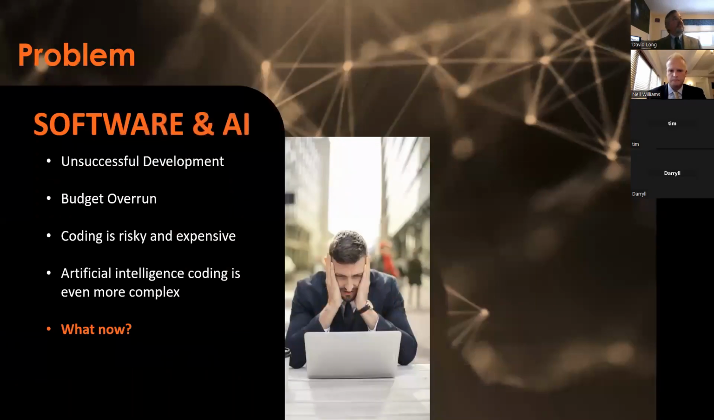All right. So first, the problem. Software development, and this is before even AI came along, is a risky and expensive process. In software projects, it's common that budgets get overrun, schedules take longer, and generally coding is just risky and expensive. And now that artificial intelligence has come along, this type of coding is the most complex you'll ever do. The problem actually has become even more challenging. So what do you do now?